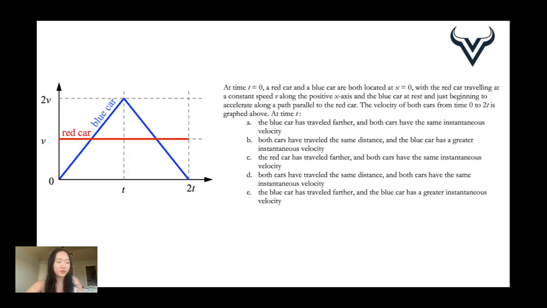Moving on to the next question, you can pause and try this yourself as well. The correct answer is B. The displacement of the cars can be determined by looking at the area under the curve of the velocity time graph. The area under the curve for the red car at time t is vt, while the area under the curve for the blue car is also vt. So both cars have the same displacement. At time t, the blue car has the greater velocity of 2v compared with the red car's velocity of v. Therefore, B is the correct answer.